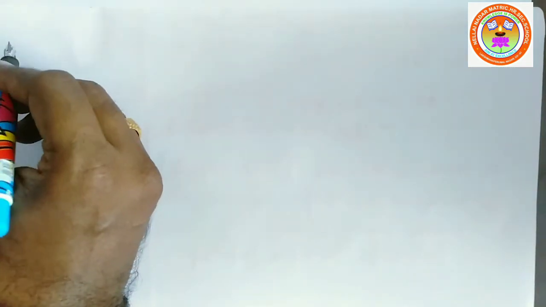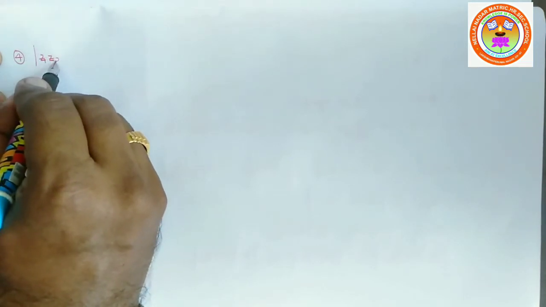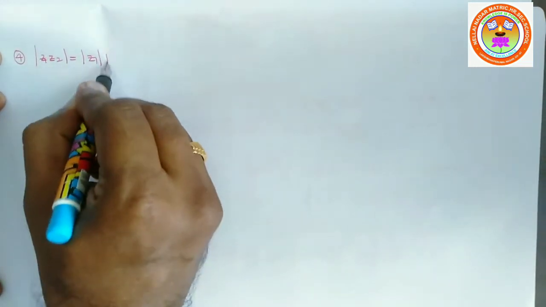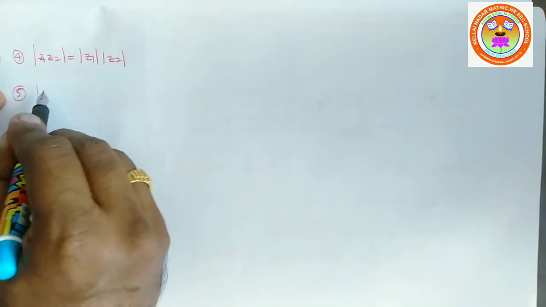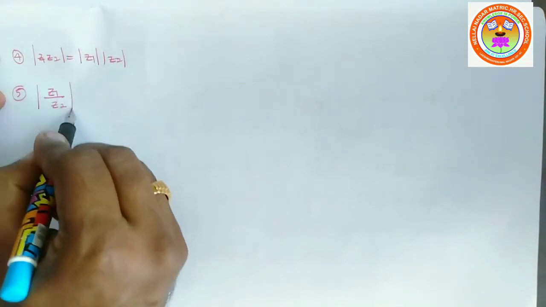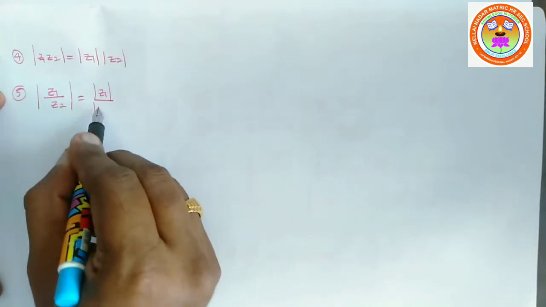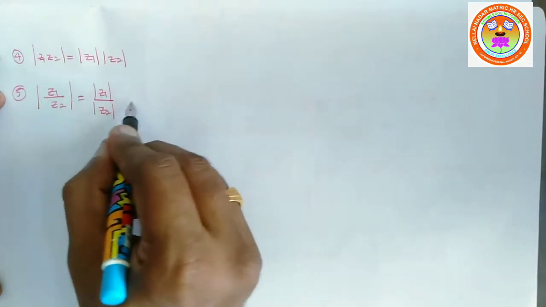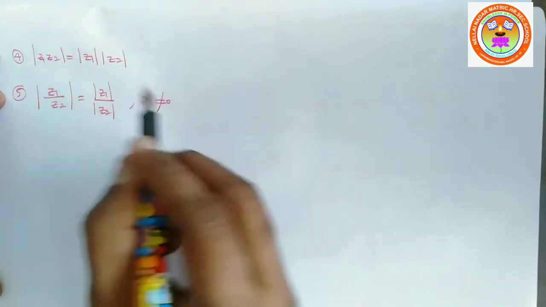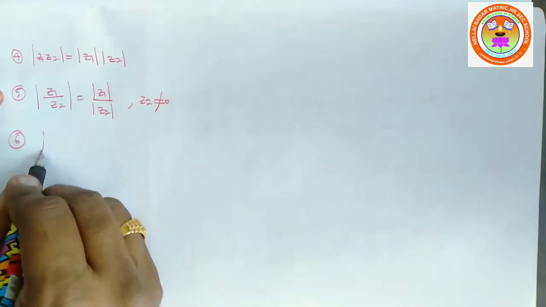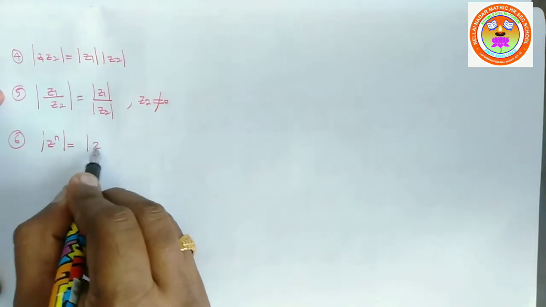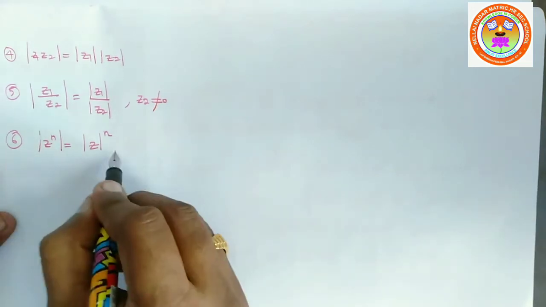The fourth property is a very important property. Modulus of Z1 into Z2 is equal to modulus of Z1 into modulus of Z2. The fifth property: modulus of Z1 by Z2 we can write as modulus of Z1 divided by modulus of Z2, where Z2 is not equal to 0, otherwise it becomes infinity. The sixth property is modulus of Z whole power n, we can write as modulus of Z whole power n, where n is an integer.